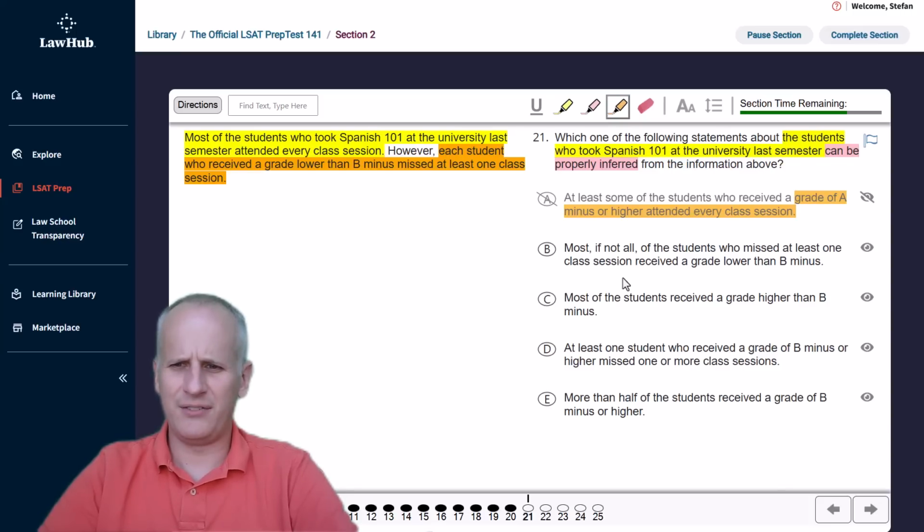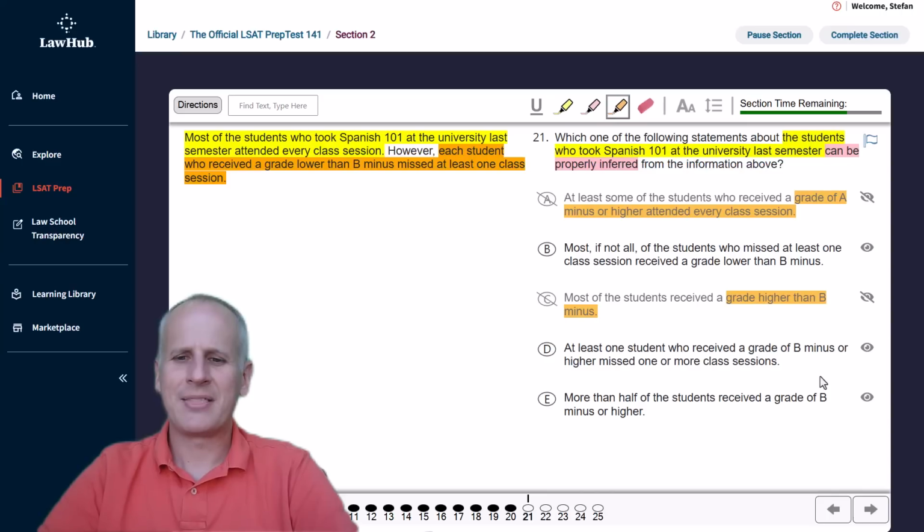So most, if not all, of the students who missed at least one class session, okay, so that's that, received a grade lower than B-. This looks relevant, so we might hold on to this for a moment. Again, being realistic about what's going to happen on actual exam questions similar to this one. Then choice C, most of the students received a grade higher than B-. Well, this says a grade lower than B-. What about the ones that actually got B-? So grade higher than B- completely misses the population that actually get a B-, so we can't do anything with choice C, so we should be able to eliminate it immediately if we note that very subtle distinction.